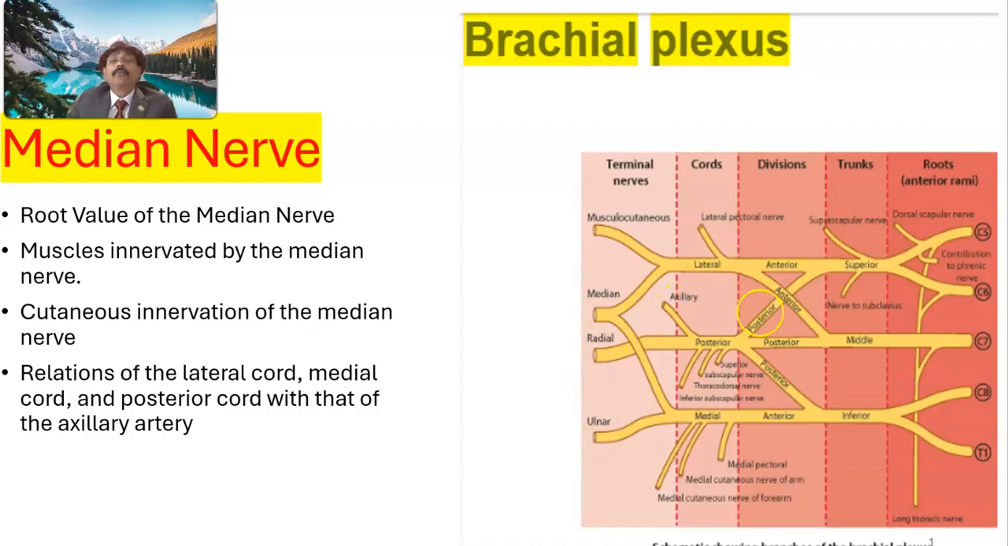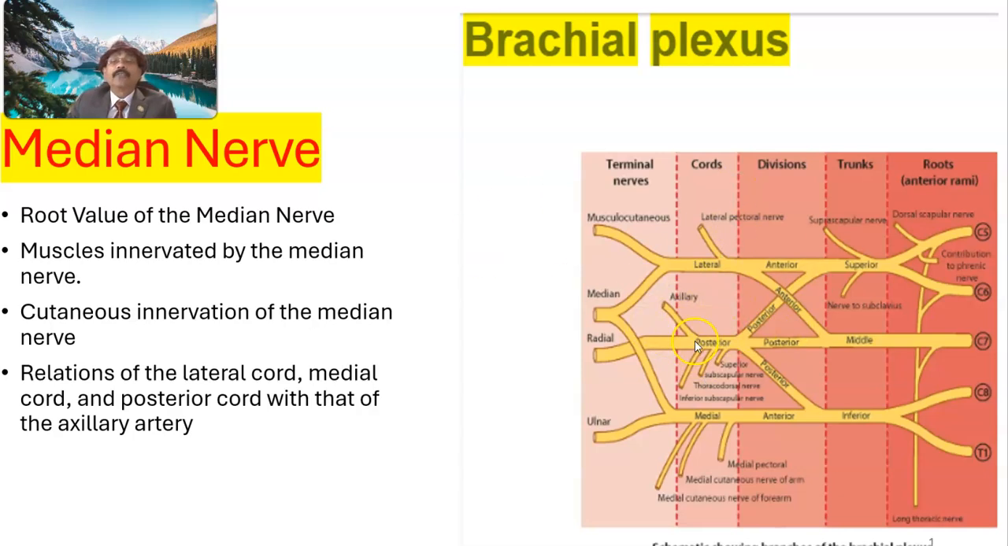So what are the branches of the posterior cord? We have 5 branches: superior subscapular, inferior subscapular, thoracodorsal. The superior subscapular nerve and inferior subscapular nerve are the nerves which supply the subscapularis. So these are nerves, not arteries. The superior subscapular and inferior subscapular innervate the subscapularis muscle. The thoracodorsal nerve innervates the latissimus dorsi muscle.